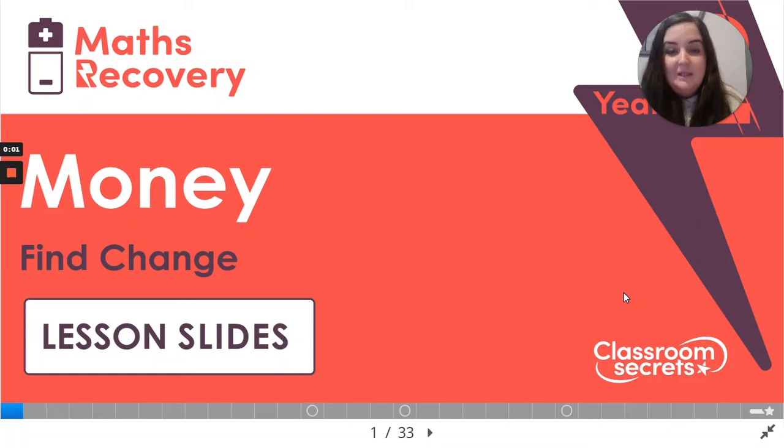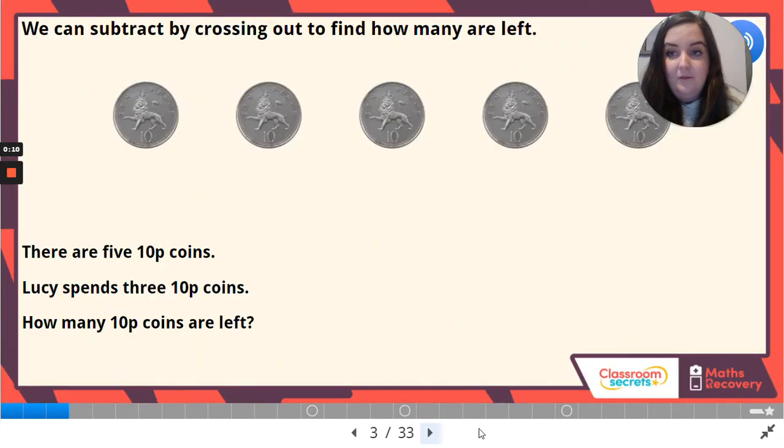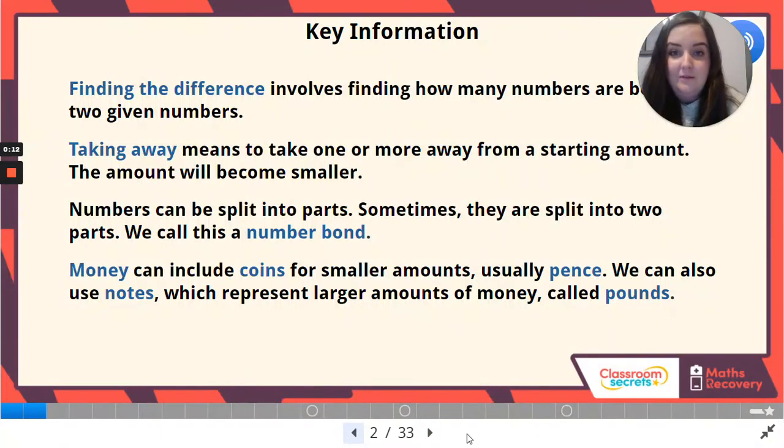Year 2. Today in maths we're going to be finding change. So let's go through these slides here. Before we start, let's have a look through some key information to remind ourselves, okay?